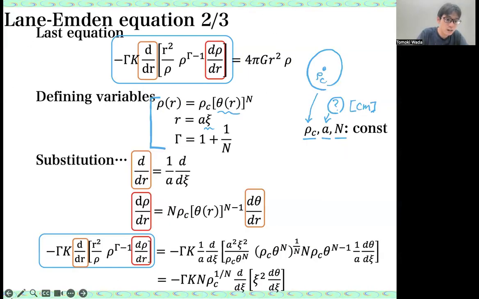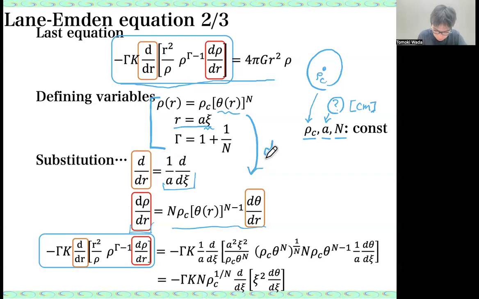Let's substitute these variables into this equation. Okay. And using this, d over dr becomes something like this, and d rho dr becomes something like this. Here we just take the radius derivative of this definition and substitute these two variables into the left-hand side of the equation.